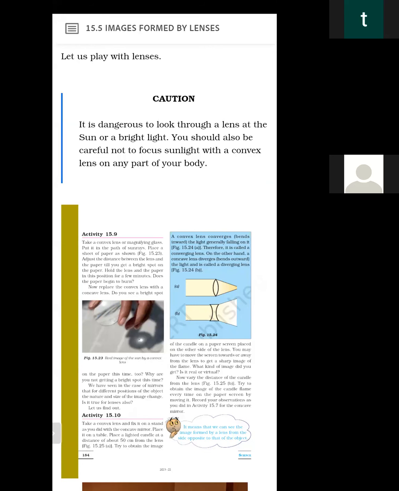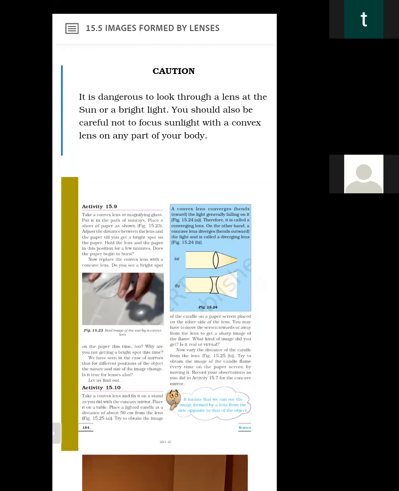So when you see in the case of a mirror, for different positions of the object, the nature and size of the image changes. Is it true for the lens also? Let us find out. Activity 15.10. Take a convex lens and fix it on a stand, as you did with the concave mirror. Same activity we will perform. Place it on a table, place a lighted candle at a distance of about 50 centimeter from the lens. Try to obtain the image.